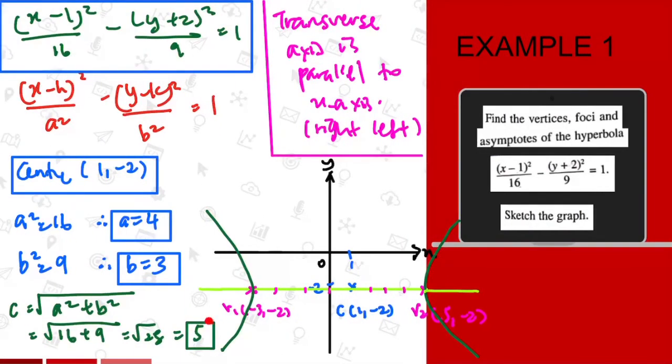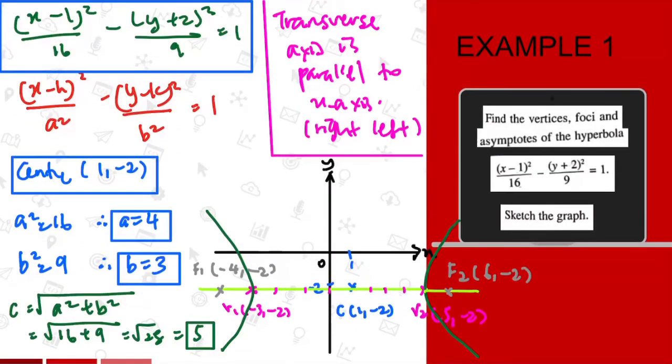Let us now utilize the value of c here in order to find our foci. So our c is 5. Therefore, from our center here, let's go back 5 units in order for us to find the foci. If you go back 5 units, this is the point of your F1, which is (-4, -2). Let us find out the coordinate of F2. From your center, just go to the right by 5 units, and then this should be your F2. So your F2 is equal to (6, -2).